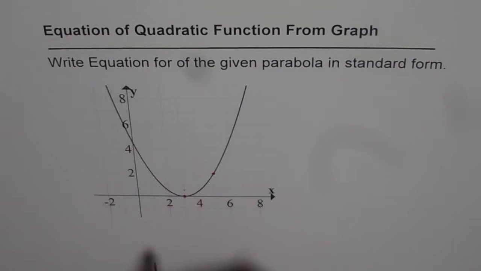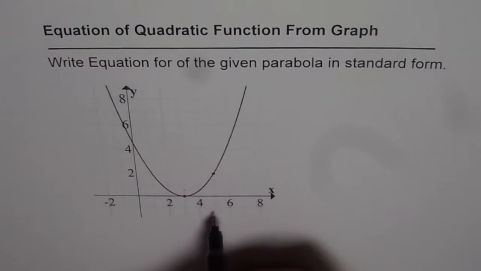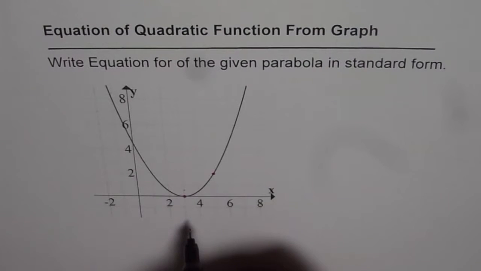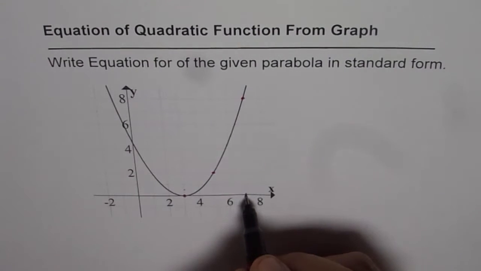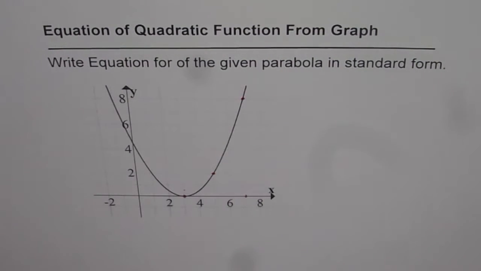So 1 is the vertex for us, and then we have selected a point which is (5, 2), and it seems that this is a good point also, which is (7, 8). So these are the points which will help us to write the equation of this parabola.